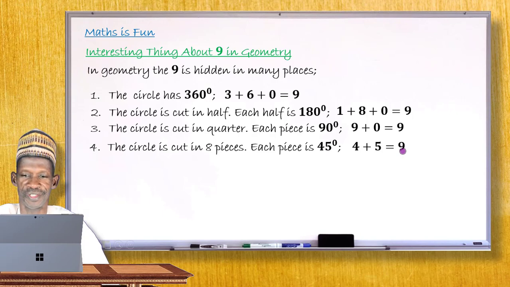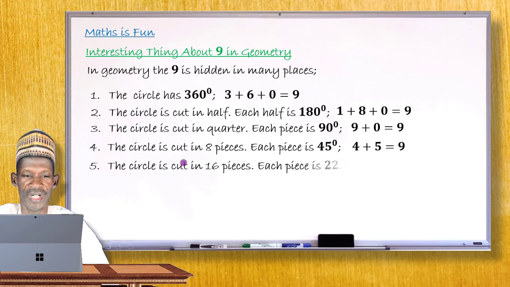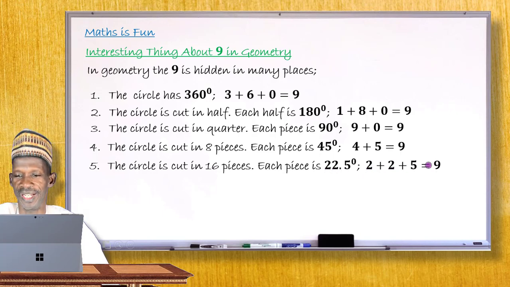This is really interesting. Let me divide my circle into 16 parts now. Dividing the circle into 16 parts, each part will now have an angle at the center of 22.5 degrees. That is 360 divided by 16. This is what you are going to have. And if you add those 3 digits, 2, 2, and 5, I expect you get this same number 9.